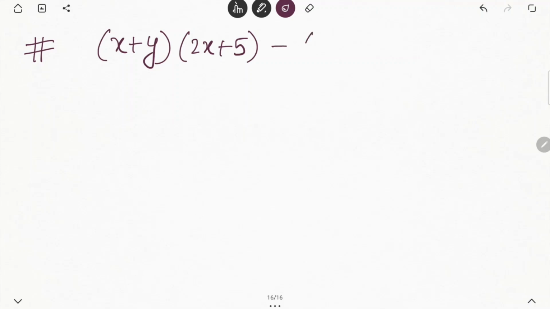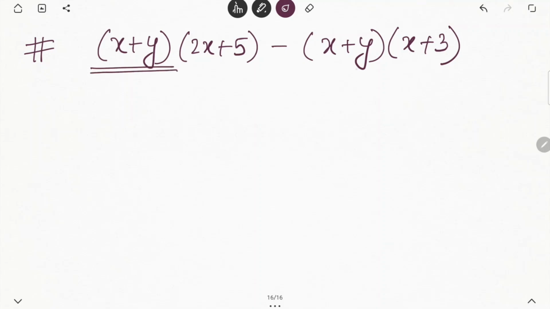Now let us take some more examples, that is (x + y)(2x + 5) - (x + y)(x + 3). So here, you can easily do it if you look at the expression very closely. We find x + y is present in both the terms. So without thinking, I'll just take x + y outside and then I'll write the leftover part.